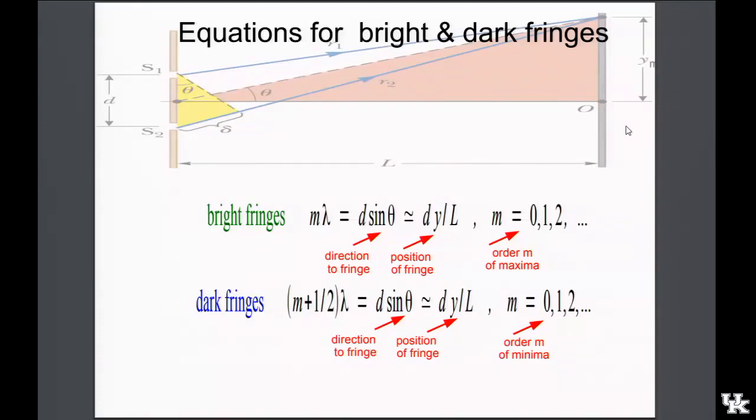So this is the slide that contains the master equations for the directions of the bright and dark fringes, or the locations on the screen of the bright and dark fringes. So these are the key equations describing the two-slit experiment.